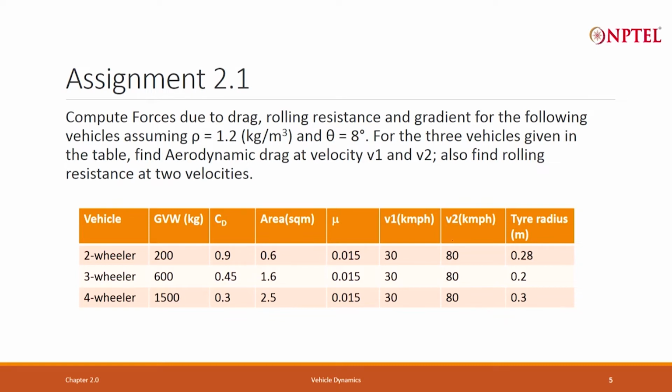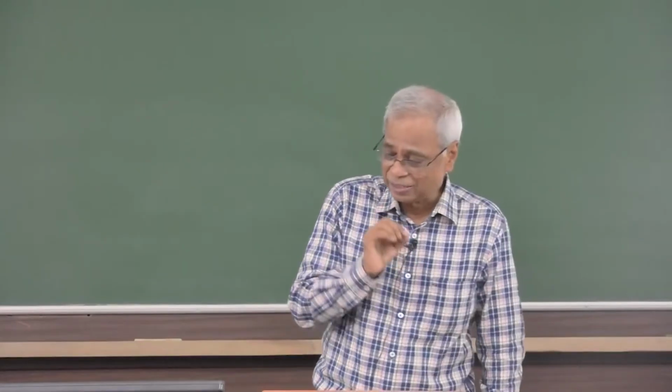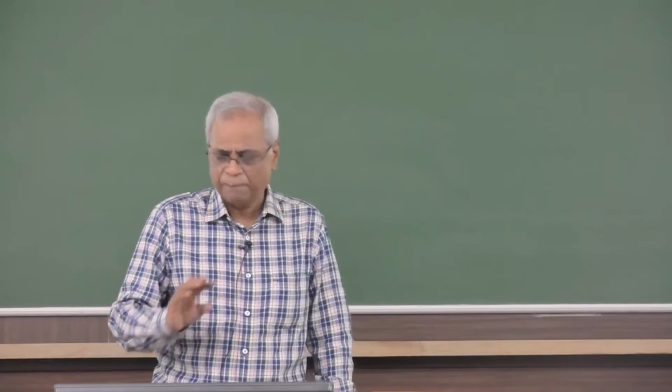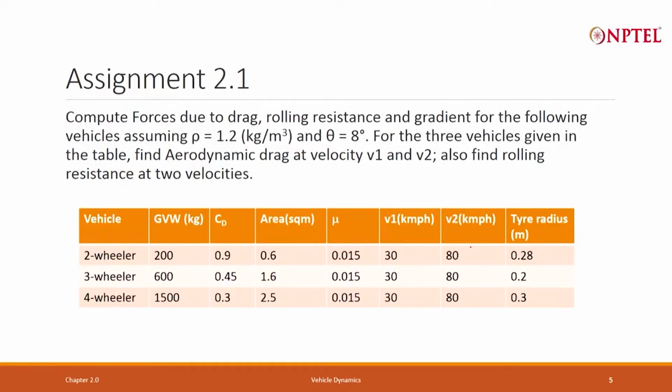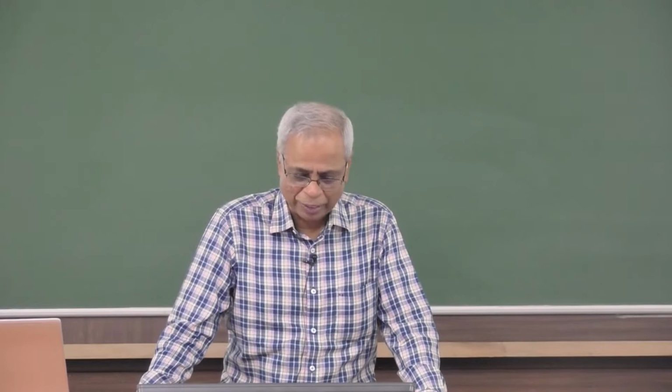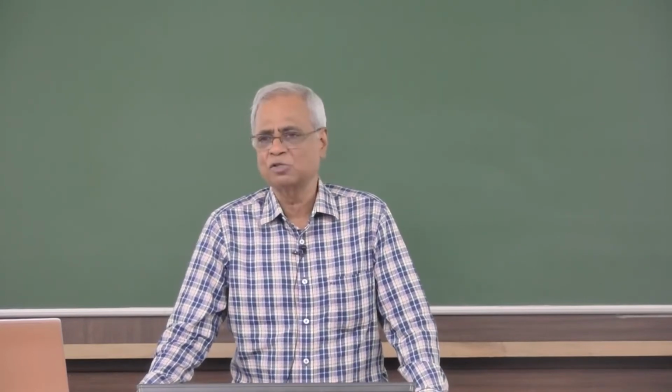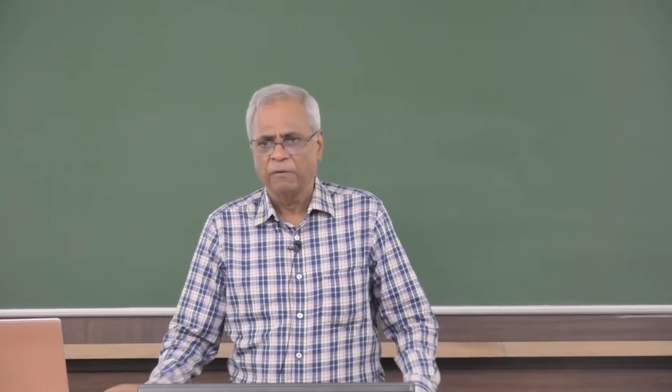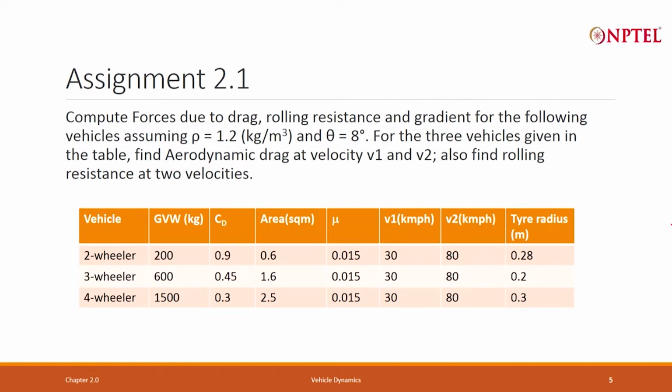The velocity can be different, and I have taken two different velocities. Remember that aerodynamic resistance is dependent on velocity square, so that is going to play a role. The tire radius is also given as 0.28 for the two wheeler, 0.2 for the three wheeler, and 0.3 meters for the four wheeler. Now, given this, compute the individual forces due to drag, due to rolling resistance, and due to gradient, assuming theta equal to 8 degrees and rho equal to 1.2 kg per meter cube. For these three vehicles, find the aerodynamic drag at both velocity 1 and velocity 2, and the rolling resistances and the gradient resistance. So, this is an assignment problem, you need to solve it and give the answers.